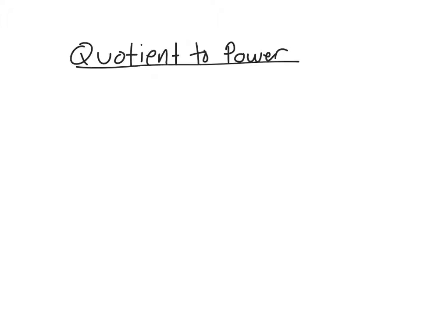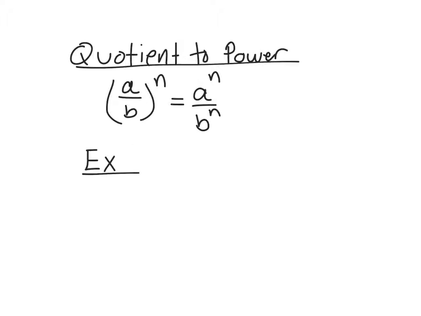Okay, one more rule is the quotient to power. And the quotient to power is very similar to the product to power. It says if I have a quotient raised to a power, I can raise the numerator to that power and the denominator to that power. So let's see an example of that rule, but we'll go ahead and combine it with some of the other rules as well. So let's say you had x squared over y cubed z to the 4th.